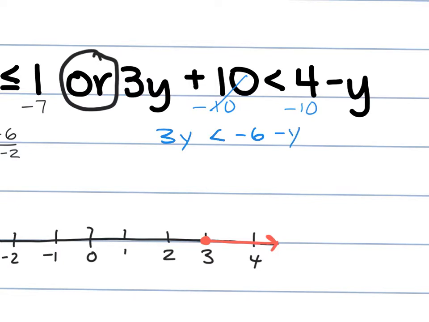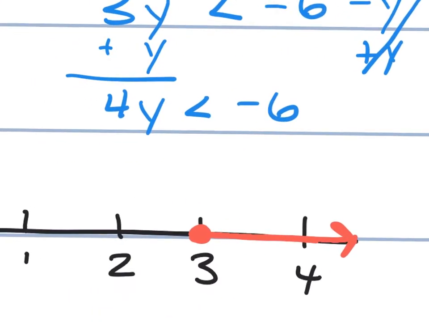What's next? Divide by... Not yet. Yes, ma'am. You subtract 3y? Not subtract y. Yeah, to get rid of a minus y, I need a plus y. Oh, okay. Oh, because you didn't. So we go 4y is less than negative 6. And then?